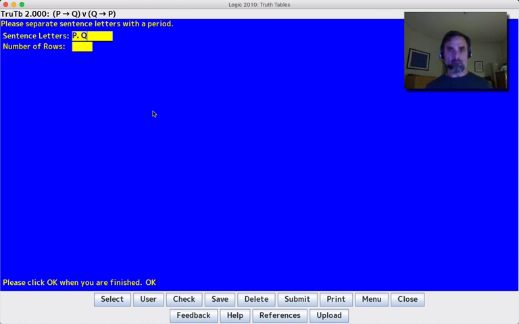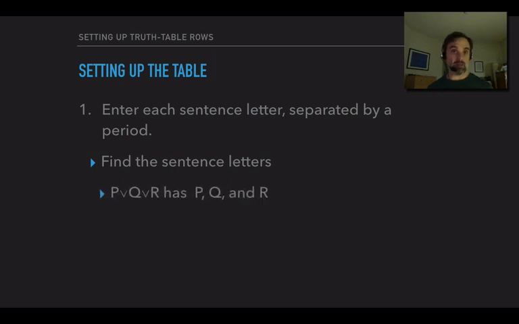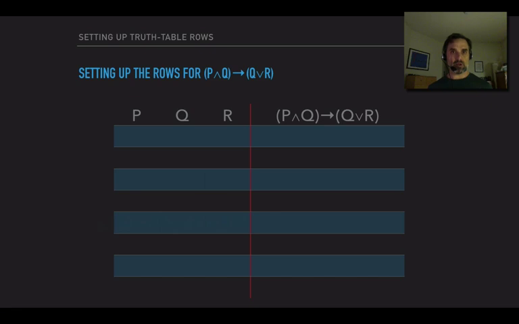If we had been setting up the table for the sentence if P and Q, then Q or R, then we would have put P, Q, and also an R here. But in this case, for truth table 2.0, the sentence we're looking at is if P then Q or if Q then P, so we would just put in P and Q separated by a dot. So the first thing we do is we enter each sentence letter separated by a period, and that means we need to find the sentence letters. So P, Q, or R has the letters P, Q, and R, whereas P or Q has P and Q. Okay, good.